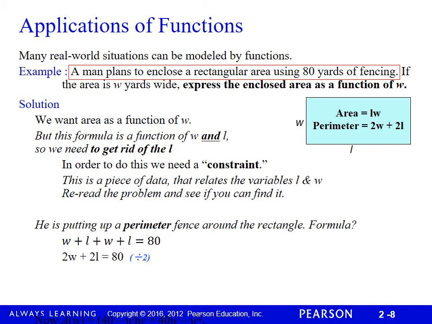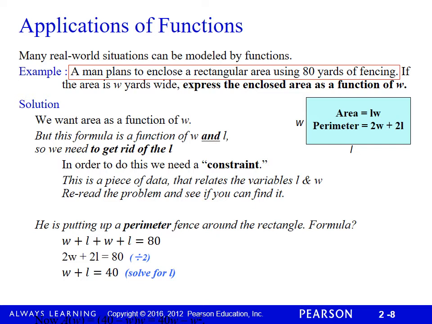Now, in the problem, it told us that he has 80 yards of fencing, so we can rewrite this as 2L plus 2W equals 80, okay? So if we're going to simplify this, divide both sides, or each term, by 2. 2W over 2 plus 2L over 2 equals 80 over 2. And we get W plus L equals 40.